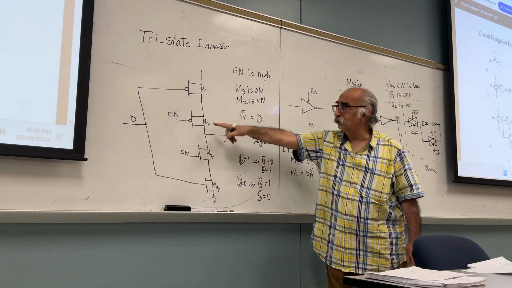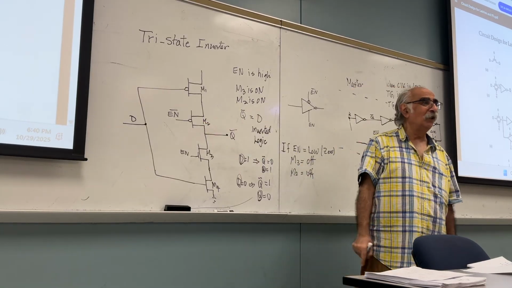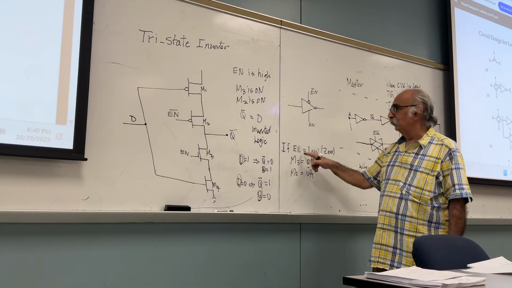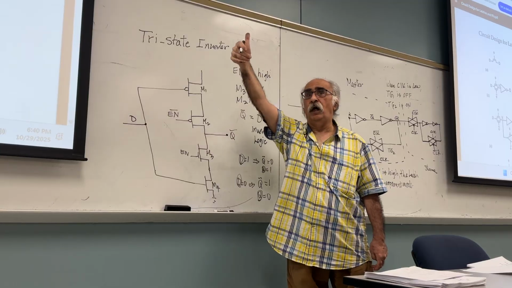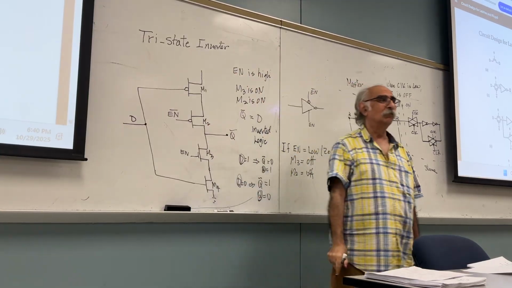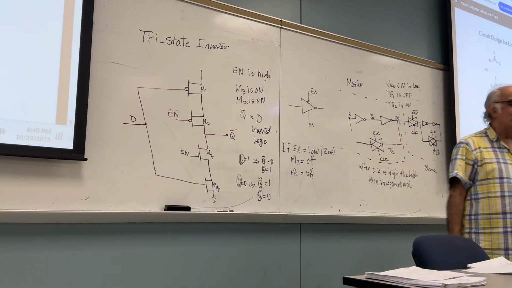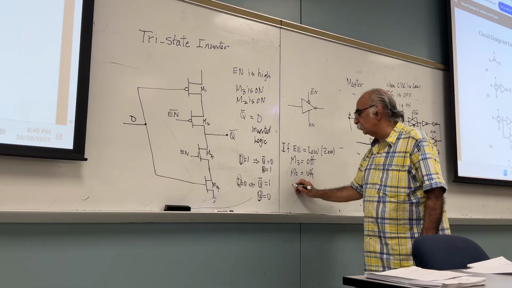This is a PMOS. You follow me or not? So if En is low, it means En bar is high. That's a PMOS, which means it's cut off. What is the output? What's Q bar? Z.